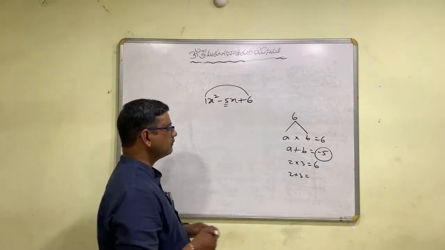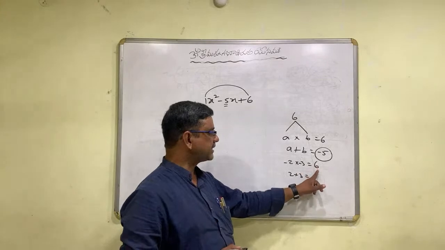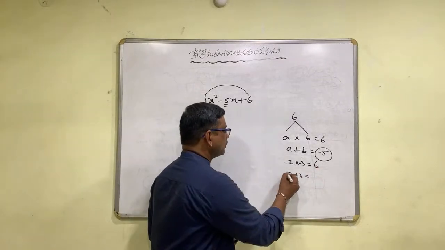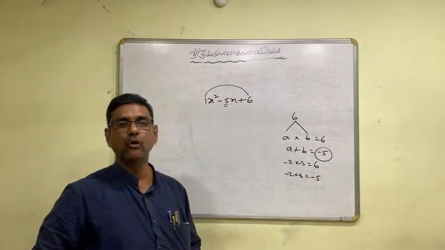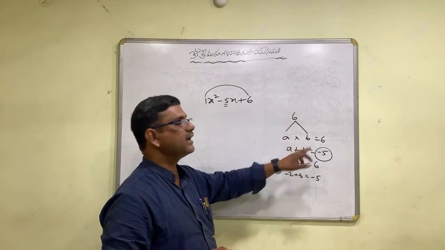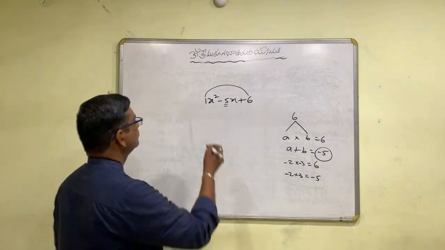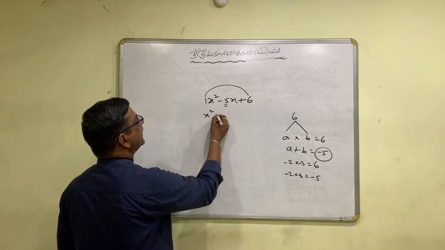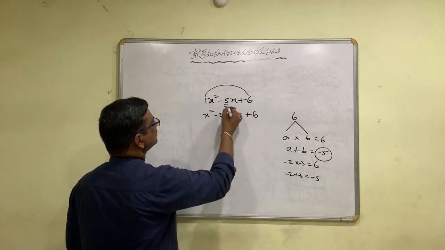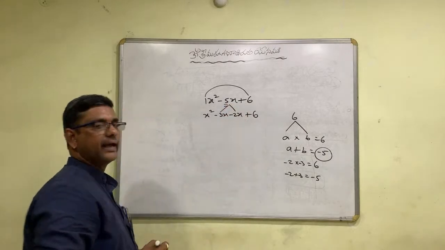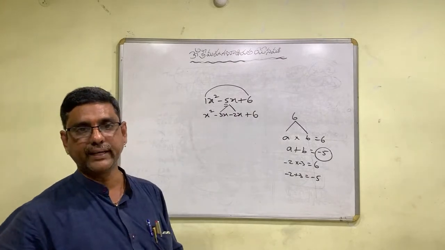So we need to take negative 2 into negative 3, which is positive 6, and negative 2 plus negative 3, which is negative 5. So here A and B are, one is negative 2, the other one is negative 3. So we need to write here x square negative 3x negative 2x plus 6. That means we are splitting the middle term negative 5x as negative 3x negative 2x.